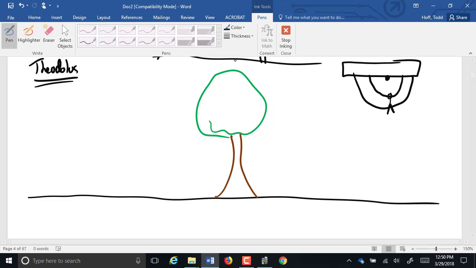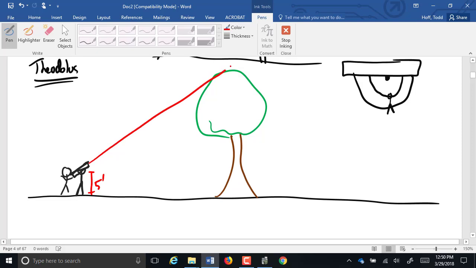So he wants to know how tall this tree is. But there's no sun today, so he can't use the shadows like what we did before. So what he's going to do, he's going to use this little Theodolus. He's going to sight through it. He's got the Theodolus set at 5 feet high because that's as high as he can reach to look into it. It sights up to the top of the tree, and it gives that this angle is 29 degrees.